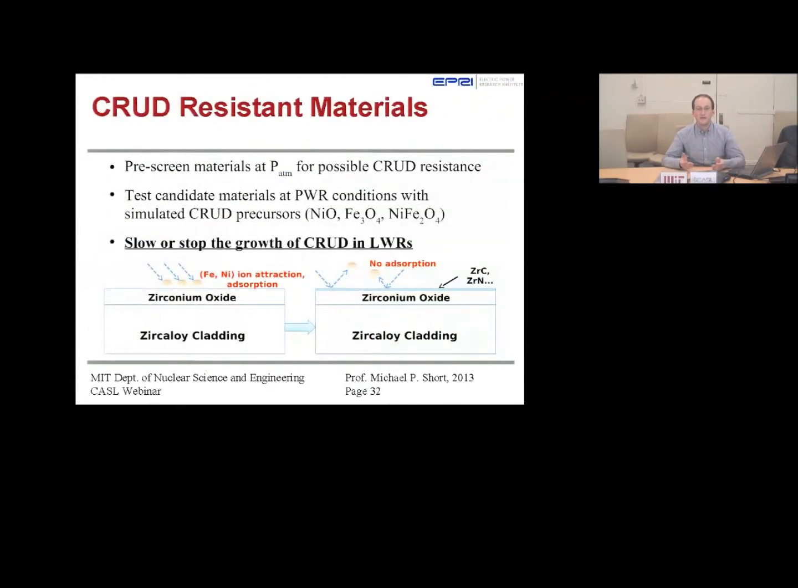So like I said, I'm an experimentalist by training. And even though I made these models and they produce these rainbow pictures, I'll be the last one to trust my own work until I see it in the real world. And so what we started to do is say, hey, if we can understand how CRUD forms in simulations, we should be able to develop materials that can actually stop it from forming in the first place. So what we'd like to do is engineer some sort of coating or surface modification that makes that first layer of CRUD not willing to deposit.